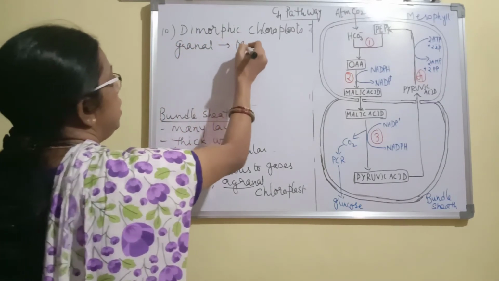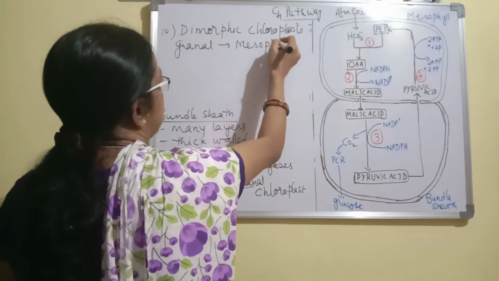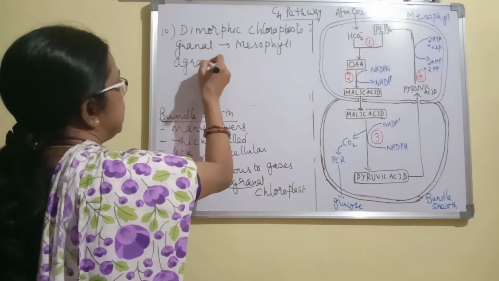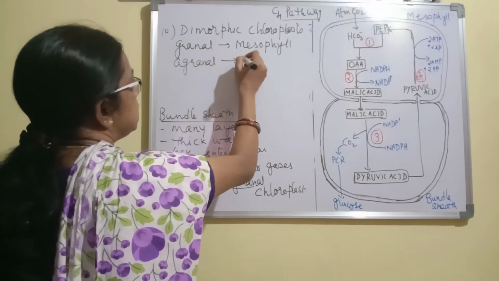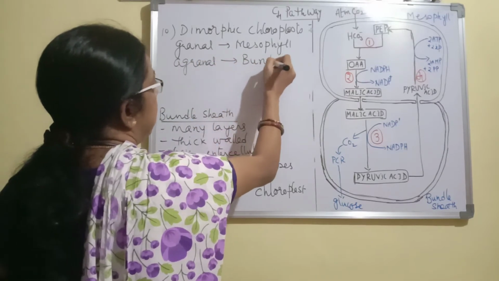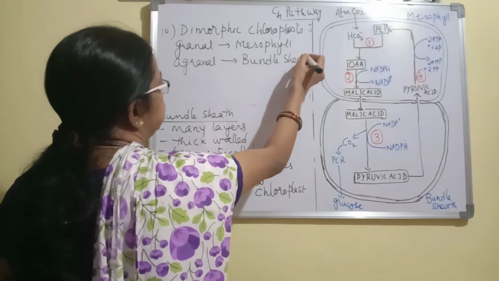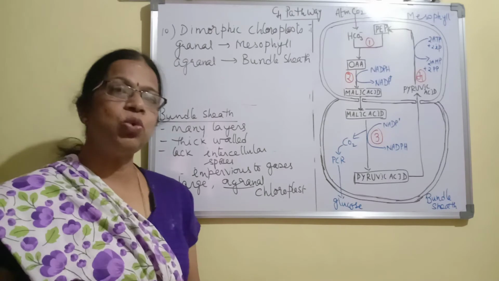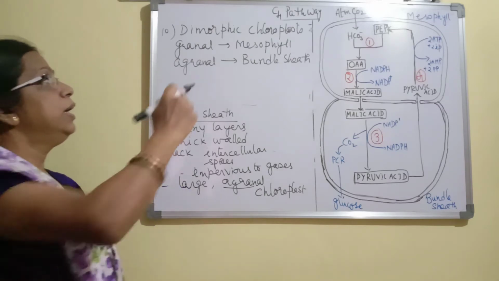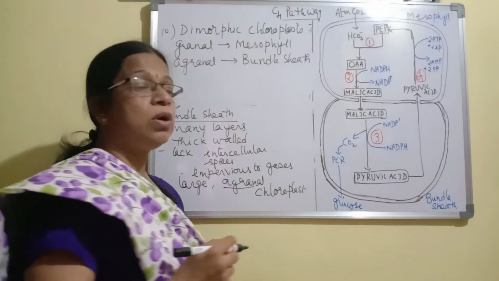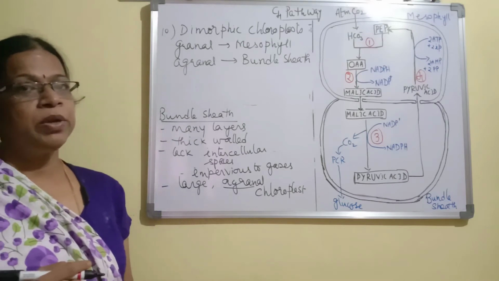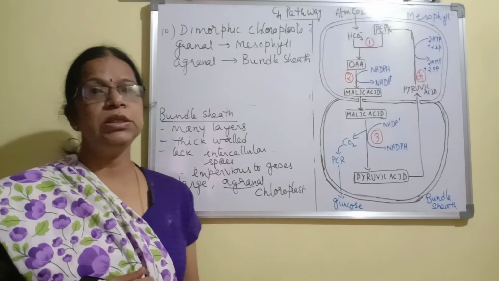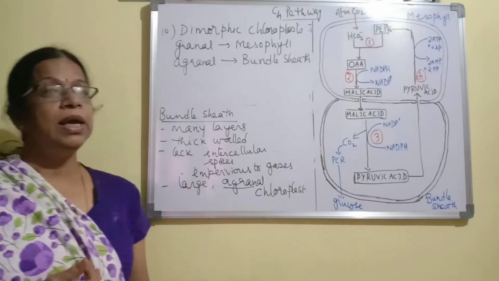These are found in mesophyll cells. And another type is called agranule chloroplasts. These agranule chloroplasts are found in bundle sheath cells. Since two types of chloroplasts are present, it is called dimorphic chloroplast or chloroplast dimorphism. So this is the most important feature found in C4 plants which makes them more efficient.